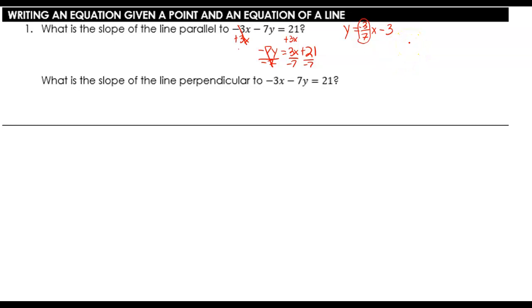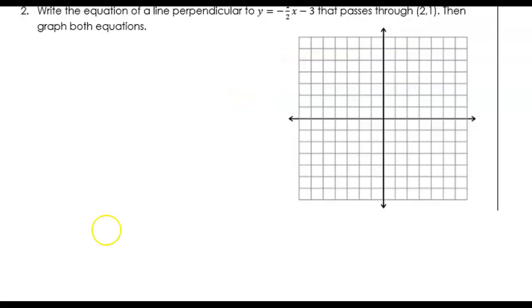And then it asks us to find the slope of the line perpendicular to that. And remember, a perpendicular line has opposite reciprocal slope. So I'm going to take my negative 3/7. I'm going to flip it over, make it 7 over 3. And it's going to be positive because my original one was negative. The opposite of a negative number is a positive number. So the opposite reciprocal of this slope is 7/3. Feel free to check it out, and then we will move on.